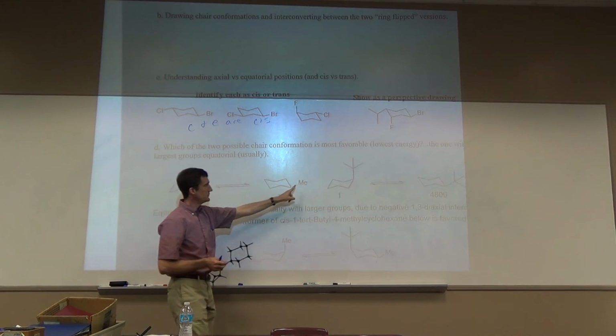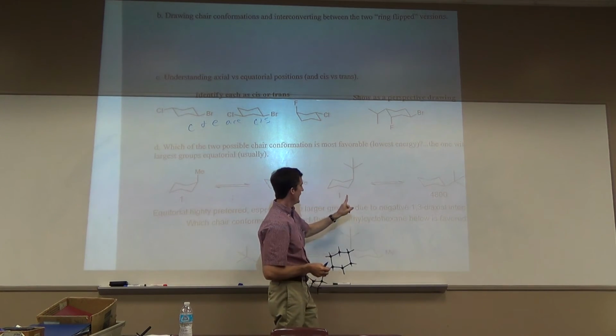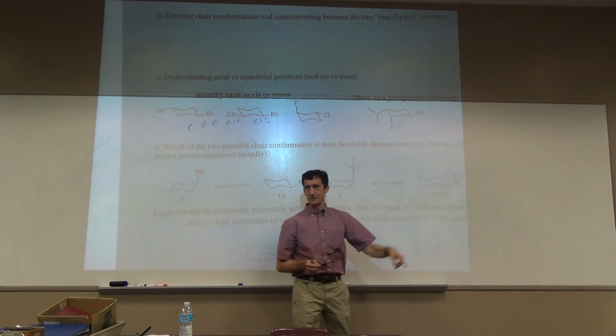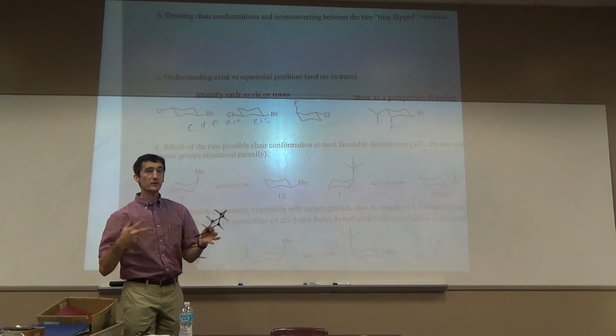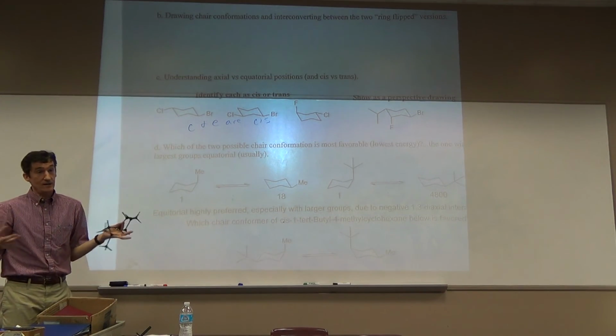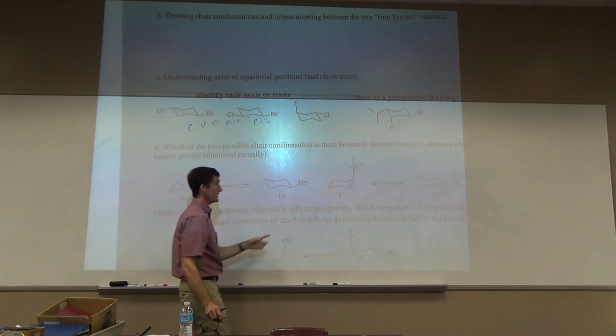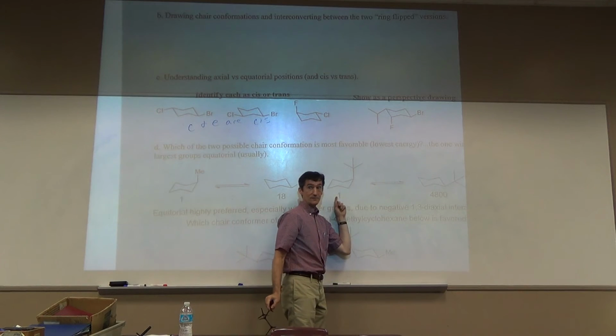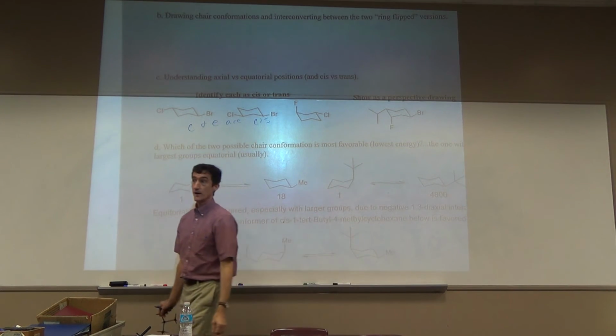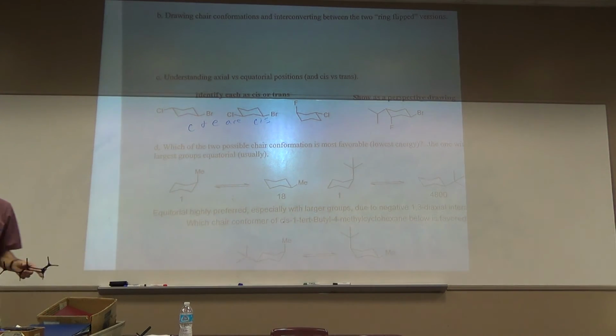Now, if you make this a t-butyl group, it's 4,800 times favored. Because the bigger group is going to say, hey, I demand more room, and I'm not going to the axial position. You're only going to find me in the axial position 1 out of every 4,800 molecules. So that's typical of what you might see.